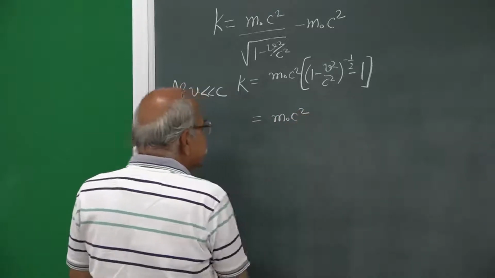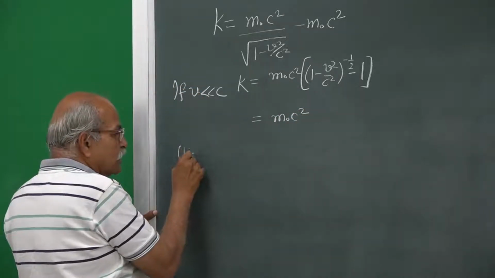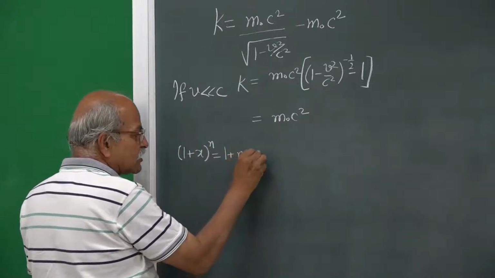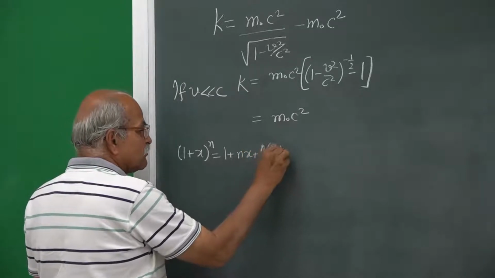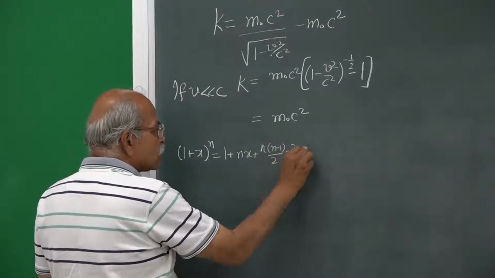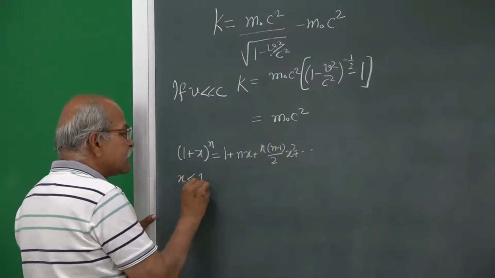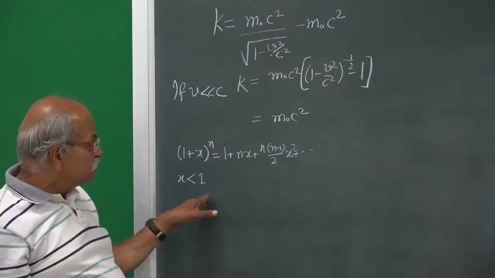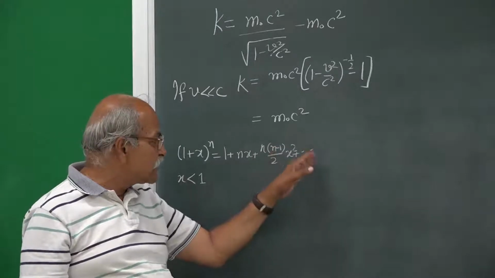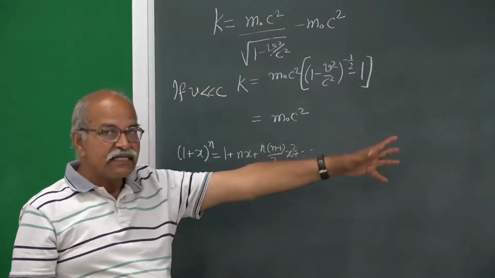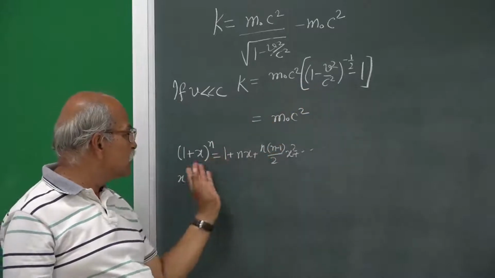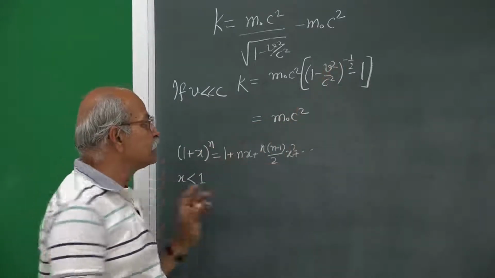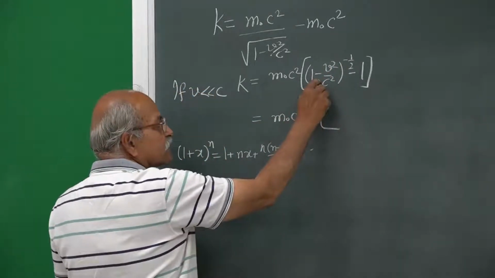What is the binomial theorem? The binomial theorem says 1 plus x to the power n is 1 plus n into x plus n into n minus 1 by factorial 2 times x square and so on. This series is valid for x less than 1. So, if x is much less than 1, then higher terms involving x square, x cube will be negligible. Here we will be using this equation with 1 minus v square by c square to the power minus half, so it is 1 plus x to the power n.